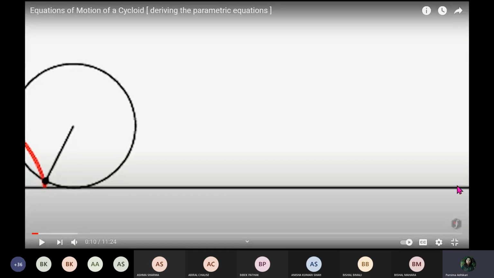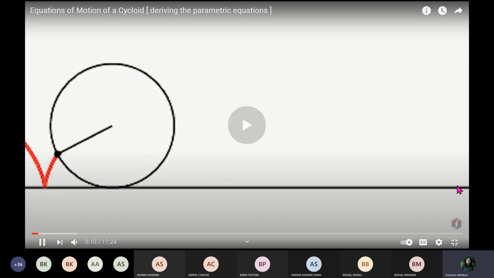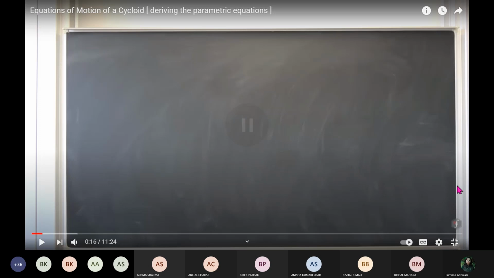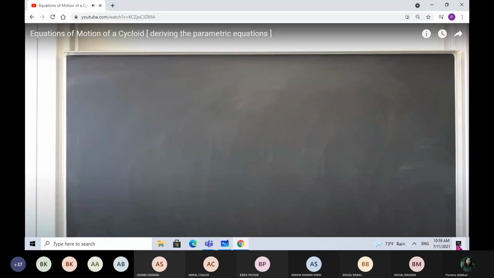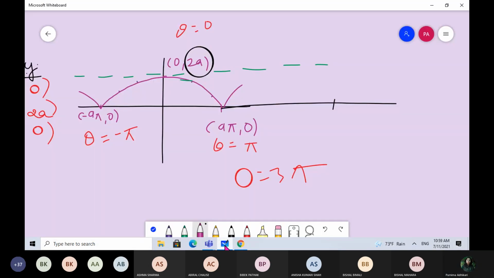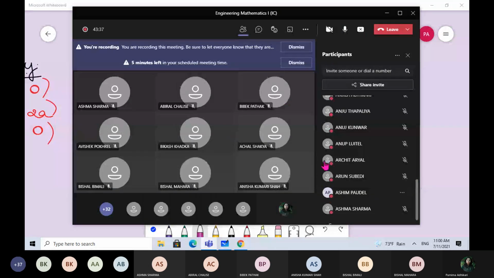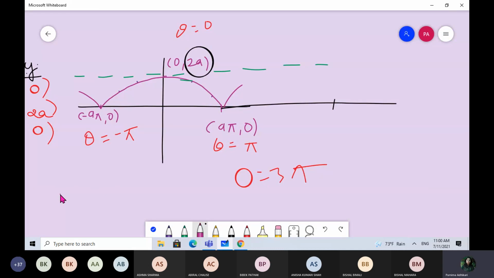Let me play it again. There is a circle, a point is fixed on the circle, and then that circle is rotating, so that point is making your cycloid. You see like this. So this is how your cycloid is formed. So this is your first cycloid.